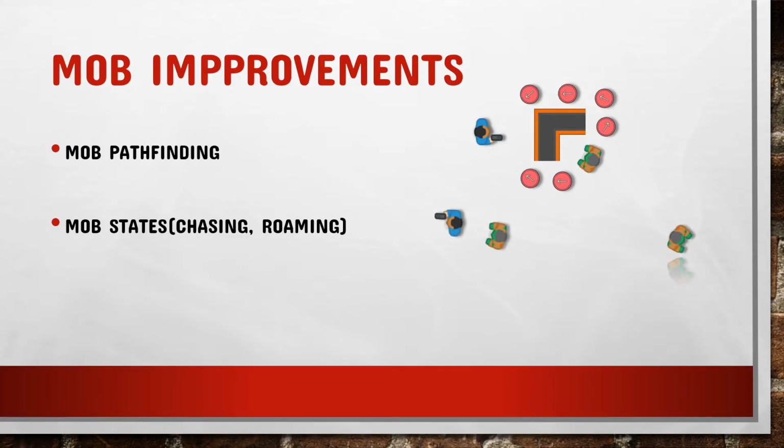The second thing I want to add in mob improvements is different mob states, like chasing or roaming. See, he chases the player here, or instead of standing still before the player reaches his detect range, the mob just walks around, and when he sees the player he goes after him.